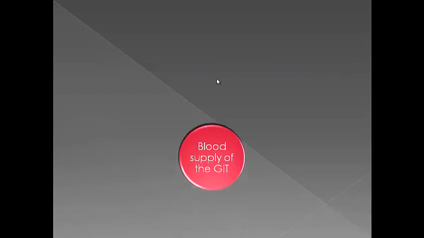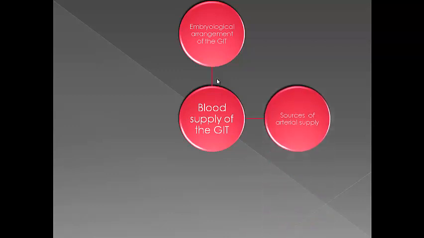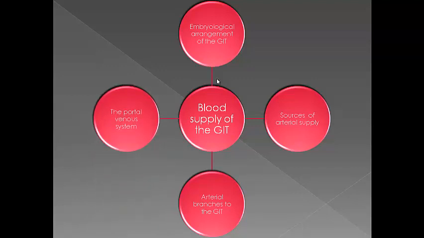This is basically a summary of the things that we're going to be covering for this session. We're going to look at the embryological arrangement of the GIT. You guys know how it's divided into different parts, so we're just going to go through those. We're going to look at the sources of arterial supply to the GIT, and the branches that come from those different main arteries. And then we're just going to touch really quickly on the portal venous system, and wrap up the session with that. Okay, so let's go ahead and get started.